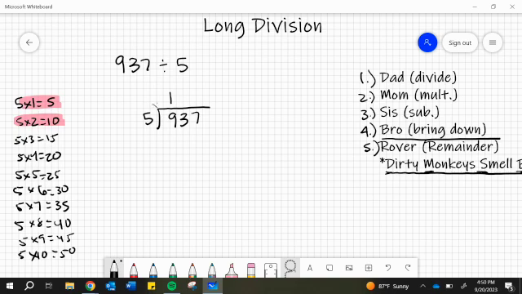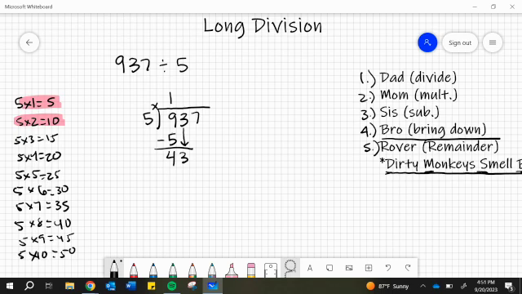So I put that 1 up top, and then I'm going to multiply, which is my second step. 5 times 1 is 5. And my third step is subtract. 9 minus 5 is 4. Okay, and then after that, I'm going to bring down. I bring down the next digit, which is a 3 in the 10th spot. Now I have 43 as my new quotient.